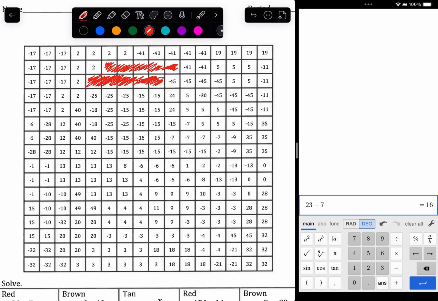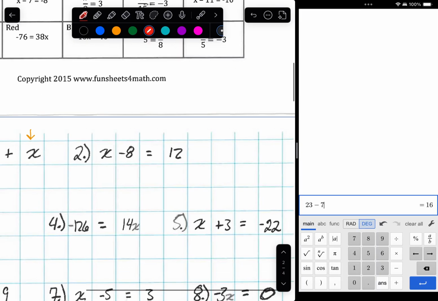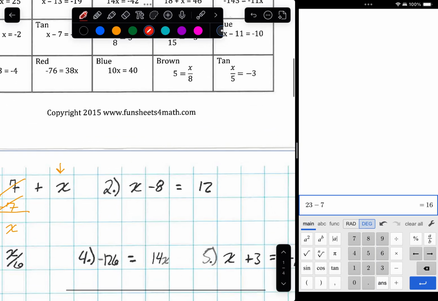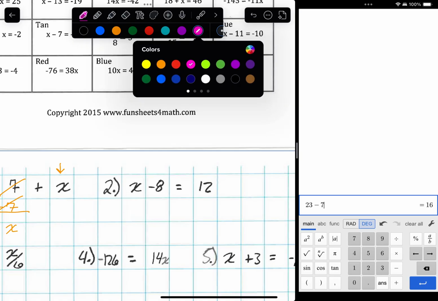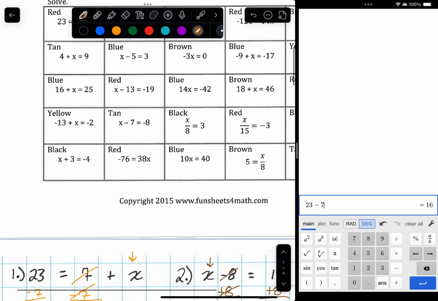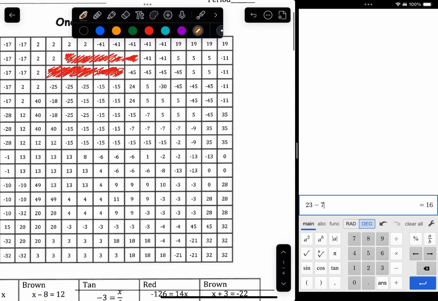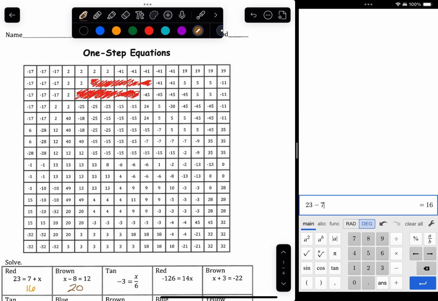I think that's it for now. All right. X minus 8 equals 12. And what's that color going to be? Brown. Okay. Look at X. What is happening to X? We are subtracting 8, so we do the opposite. Add 8. 12 plus 8 is 20. X equals 20. So anywhere you see 20, you're now going to color in brown.